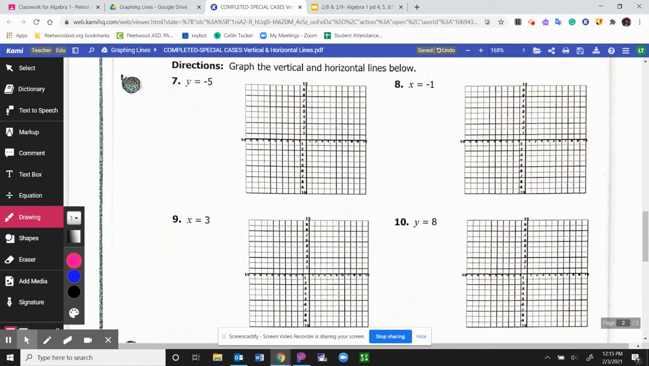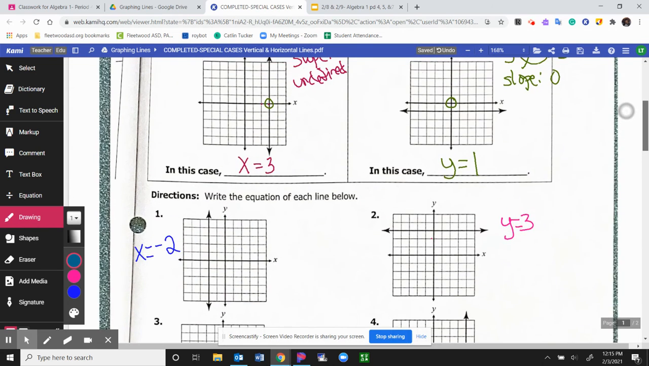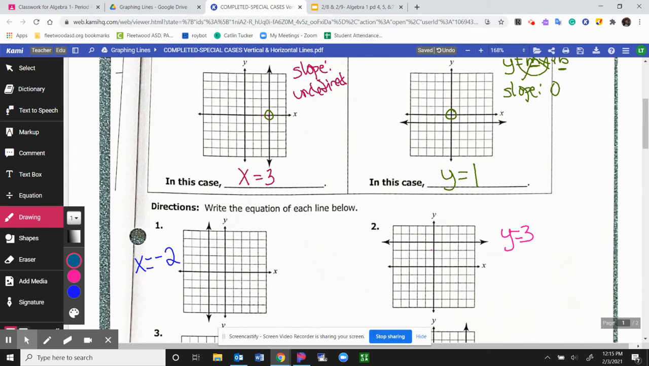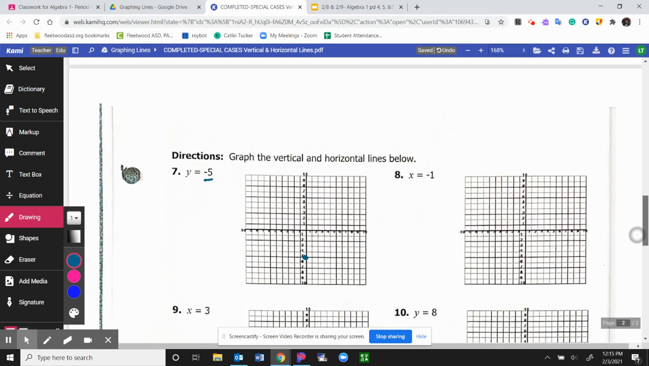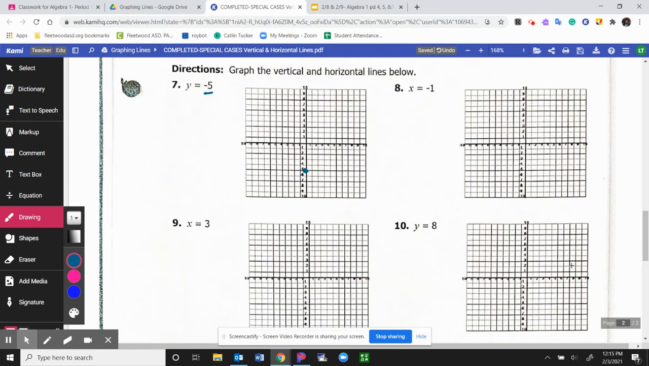So now I'm giving you the equation, and now we need to graph them. Again, this equation here is y equals -5. So we know it's going to be crossing the y-axis. So I'm going to come down here at -5 on the y-axis. And if we go back up to our notes here, anytime it is y equals, that means it needs to be a horizontal line. So I'm just going to draw a horizontal line going through there.